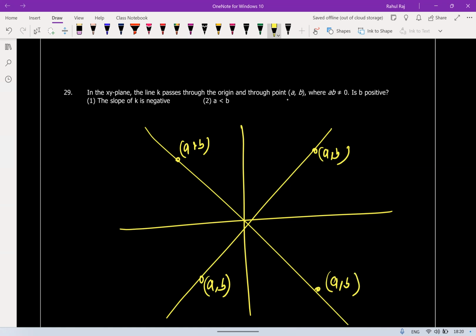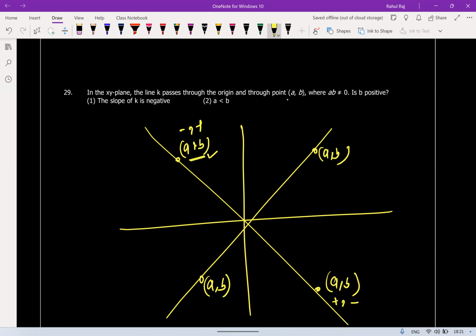They're asking you, is B positive? Statement 1: the slope of K is negative. If the slope of K is negative, this is the only line. So (A, B) could be here, where A is positive and B is negative. But in this case, A is negative and B is positive. In this case, A is positive and B is negative. My question is, is B positive? B can be positive, B can be negative, not sufficient.